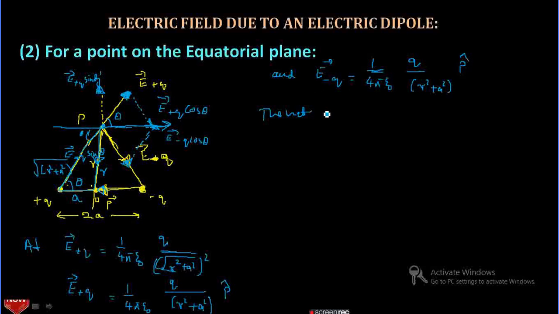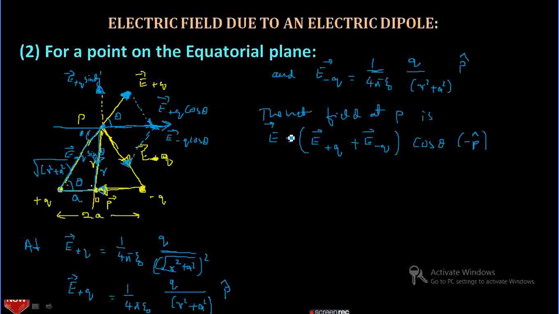The net field at the point P, E, is equal to what? One thing is E plus Q, another thing is E minus Q. In both the cases the common thing is cos theta. So see how we can find the net field in the direction that is opposite to that of the dipole vector. Therefore it is equal to minus P cap. So see the difference between these two: the electric field is always acting opposite to the direction of the dipole moment.